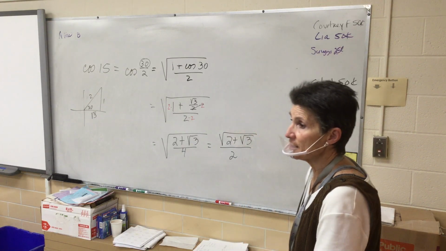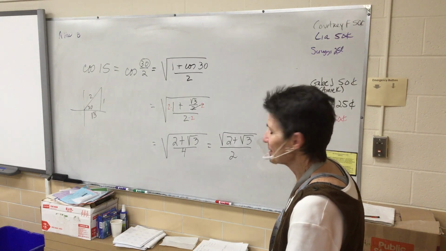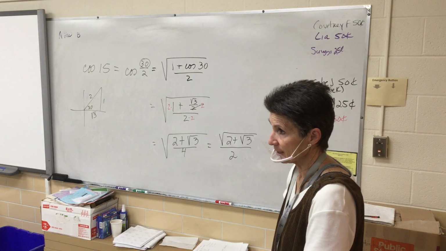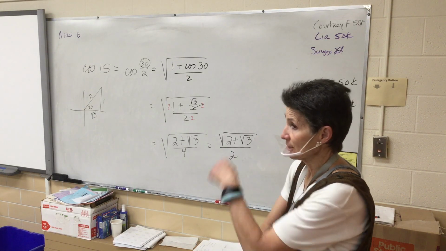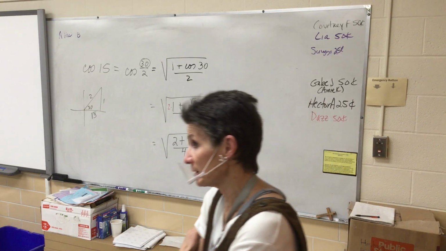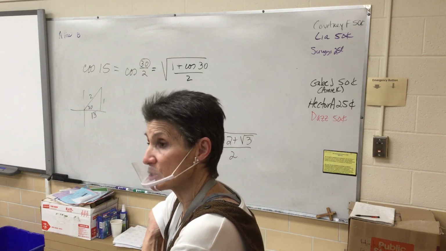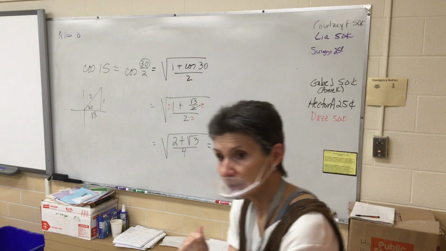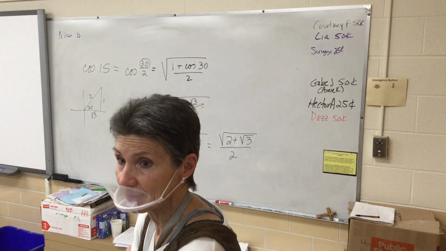So there it is, the cosine of 15 using the half angle identity. Now it doesn't look like what you got when you did the sum and difference, when you did 45 minus 30, but if you typed it in on your calculator, it would be the same thing, just written in a different way.